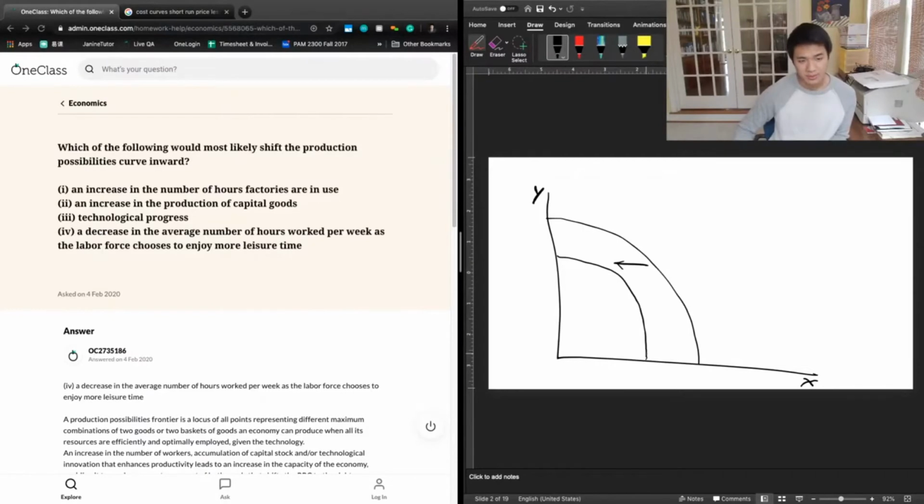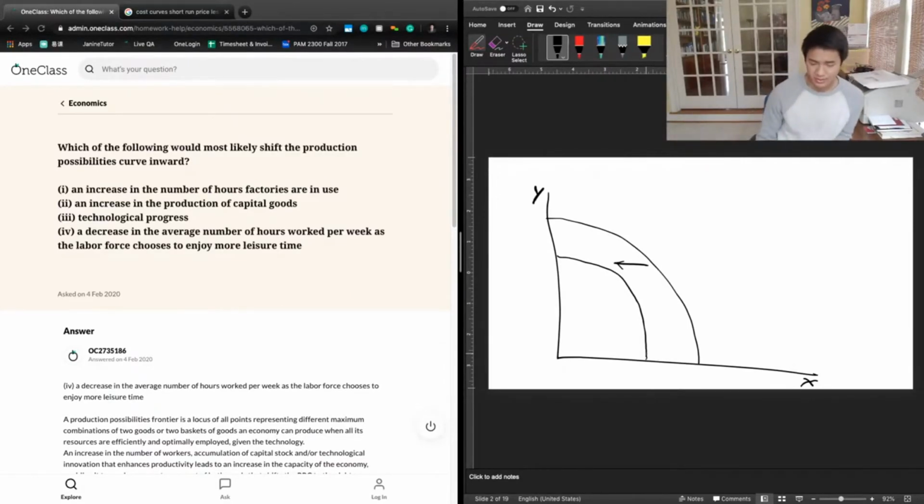2 says an increase in the production of capital goods. If we assume capital goods are maybe one of the two types of goods, then that's not going to shift the curve at all. That's the only way we can really interpret that in terms of a PPF. So that's not going to be the right answer. Number 3 says technological progress. Technological progress, when it occurs, means that resources are able to be assembled more efficiently, which would shift the curve outward, not inward. So we're not going to choose that.